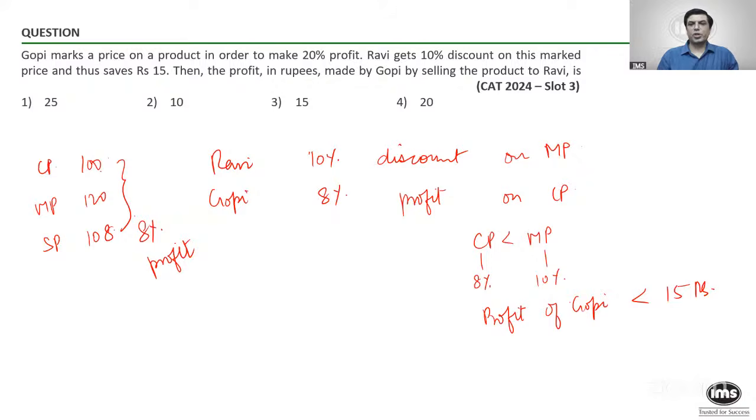How many options do you see which are less than 15? The first option is 25, which is more than 15. 20 is more than 15. 15 is also not less than 15. The only option that is less than 15 is 10 rupees. So without even knowing the cost price, the selling price and all, if we could just conclude that Ravi is saving 15 rupees, Gopi's profit has to be less than 15, we could have got the answer directly without calculating anything at all.